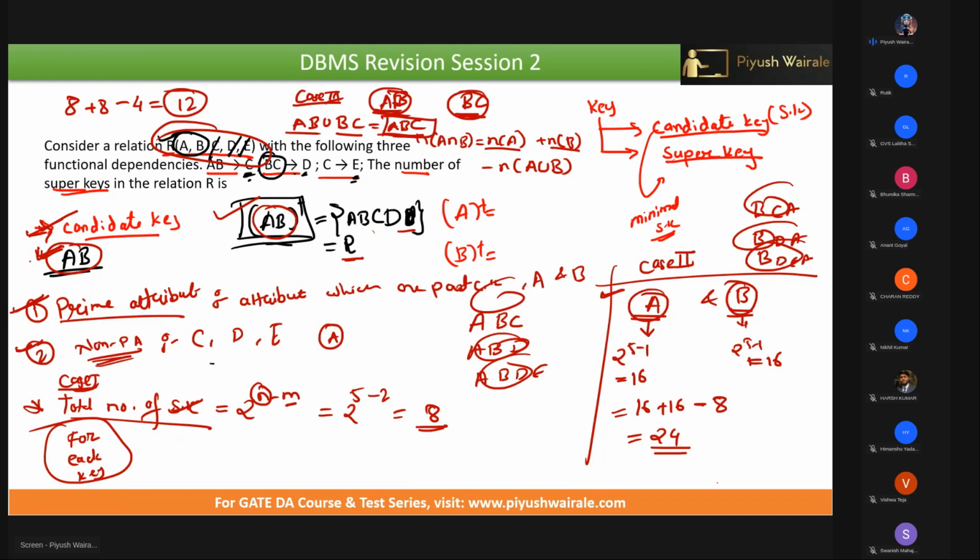These three cases are the only ones possible. That's it. A single key, two keys without any common attribute, and the third one is two keys but having one attribute in common. Is this clear for the number of super keys? Anyone, any doubt?